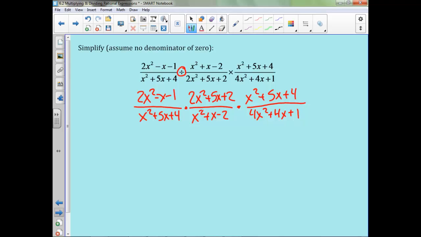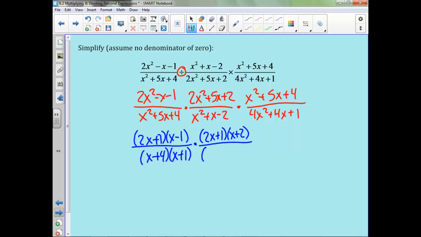And so for this first one, it's going to factor into 2x plus 1 times x minus 1 over x plus 4 times x plus 1. This middle one becomes 2x plus 1 times x plus 2 over x plus 2 times x minus 1. And this last one, your numerator is x plus 4 times x plus 1. And your denominator is 2x plus 1 times 2x plus 1.